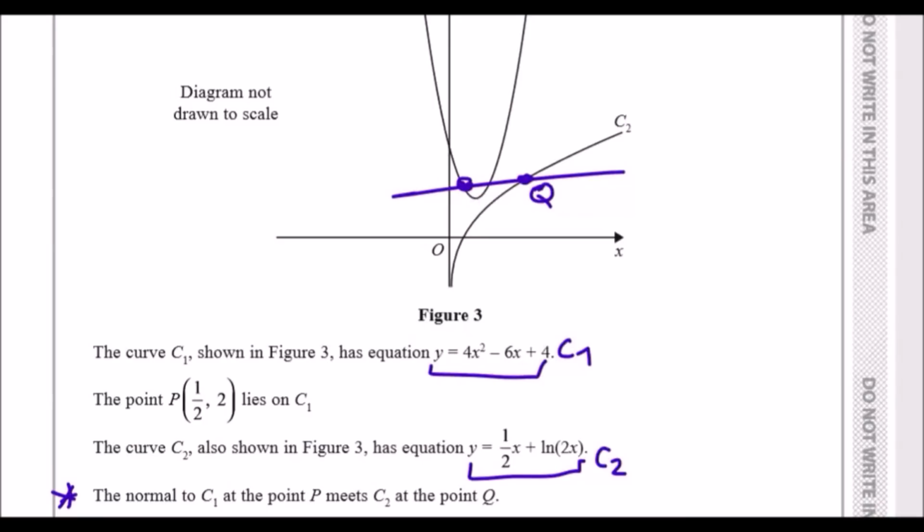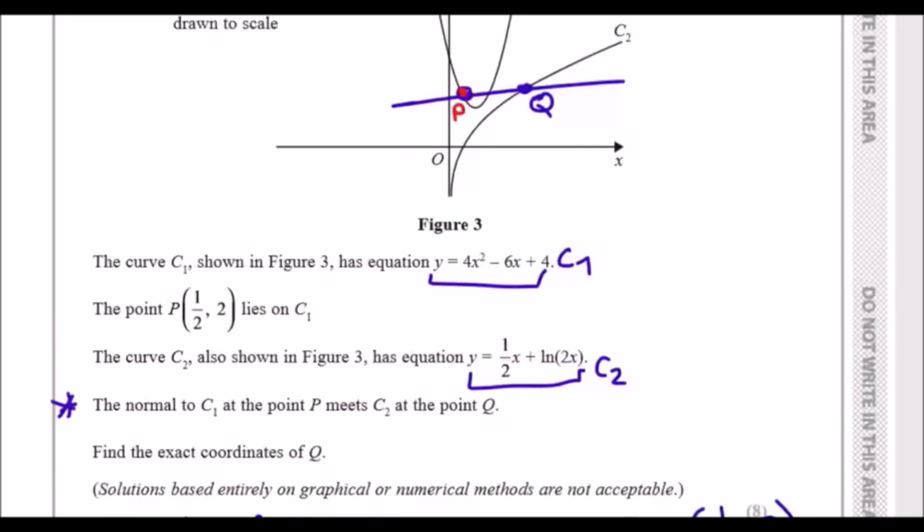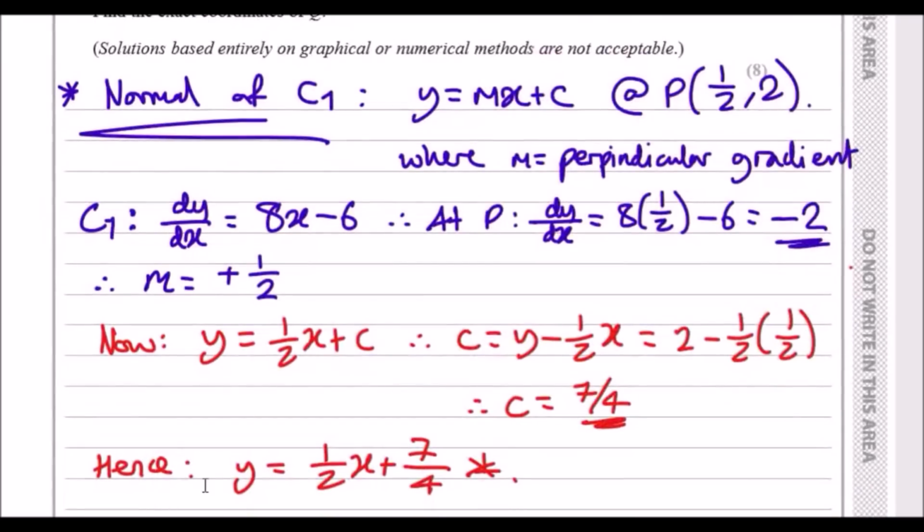You know, I should actually label this p. So this was p, yeah? We know the coordinates of p already, which is half and 2, so that lies on the line. If you plug it in, we can find the exact value of c, which would be 7/4. And then we can say, hence, the equation of the normal of c1 is going to be half x plus 7/4.